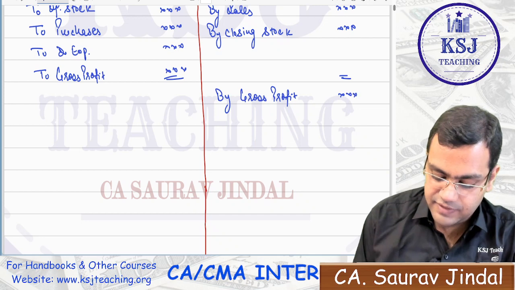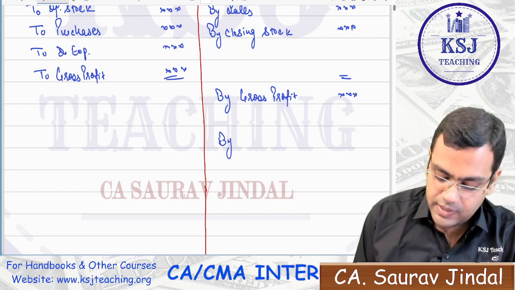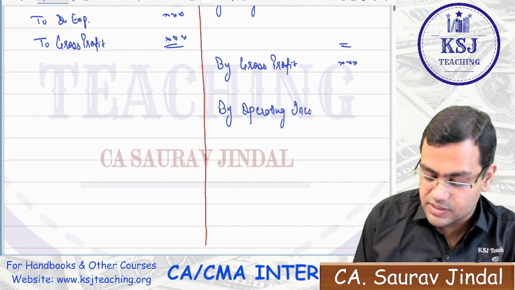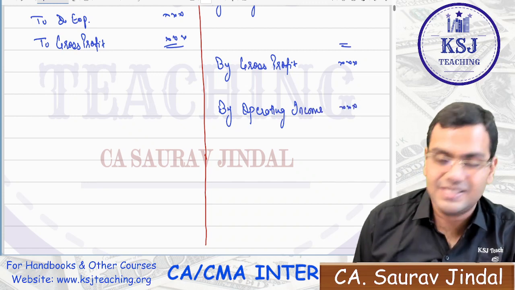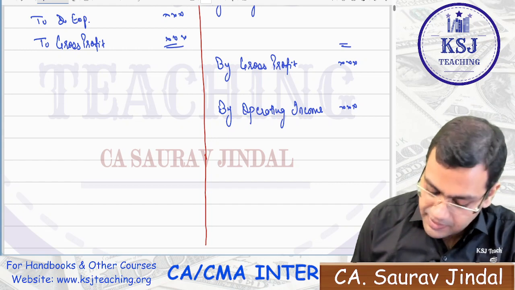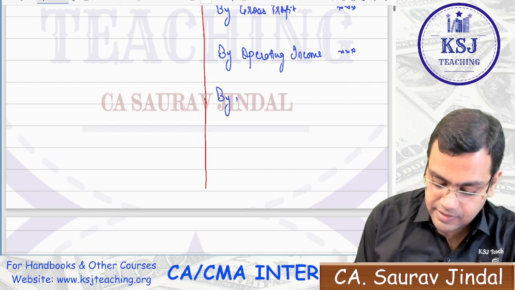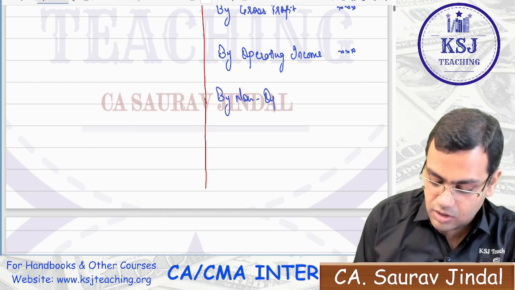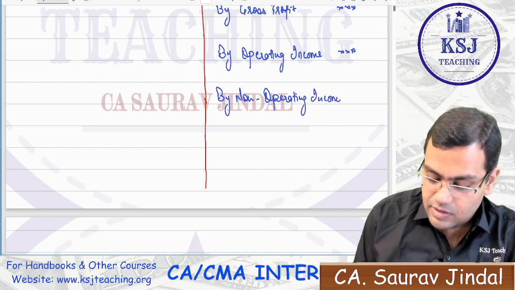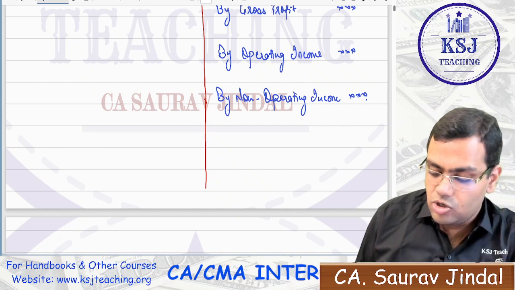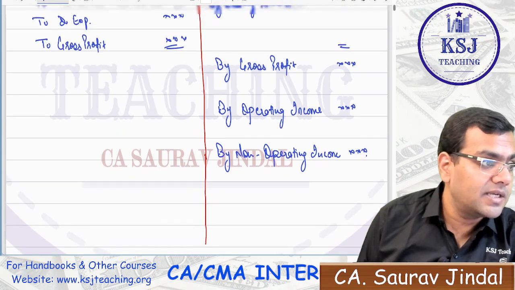Then we take by operating income. Any income which is related to the operations of the business is known as operating income. And if there is any non-operating income, that is by non-operating income. Operating income can be like scrap income, sale of scrap. Non-operating income is like rental income, right?